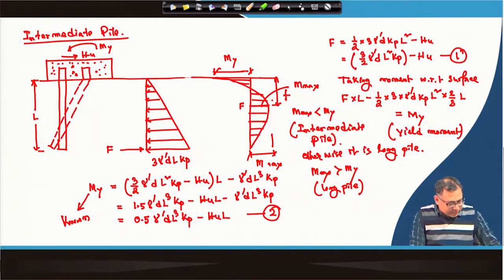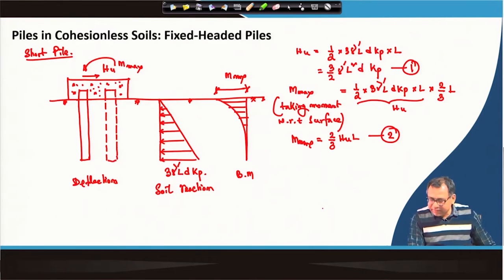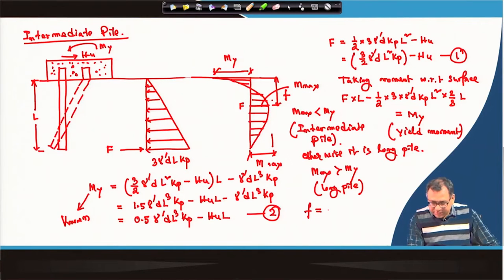And then, as we know, we can determine the f equation, because the f expression is already given. So, what is the f expression? The expression was given in previous classes. That f expression is for the free headed pile part, and f is equal to 0.82 root over Hu by d Kp gamma or gamma dash.